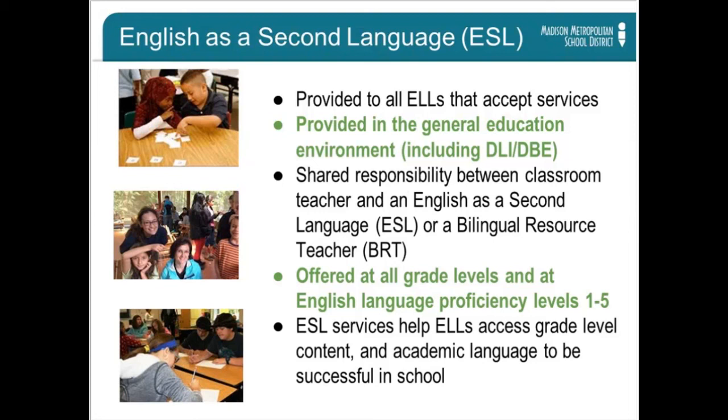It may look slightly different at the elementary and the middle and high school levels. Particularly at the high school level, we have a greater variety of models within our ESL services because we do offer some sheltered environments where our dually certified teachers, who hold content area licenses as well as ESL licenses, are providing grade level courses that allow students to still receive the credits that they need to fulfill their graduation requirements.